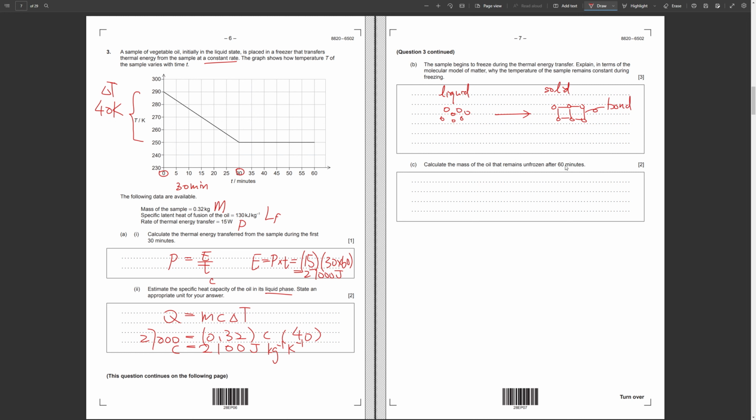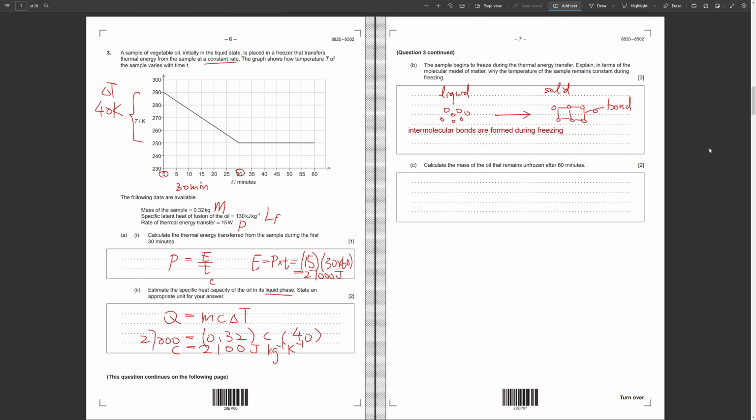So the description for this one is, firstly, the intermolecular bonds are being formed during this freezing process. Secondly, bond formation is a process of energy release. And in this process, the potential energy among the particles is being reduced, PE is being reduced. Lastly, the average random kinetic energy of the molecules remains unchanged. And because temperature is a measure of the average random kinetic energy of the molecules, the temperature remains constant as well.